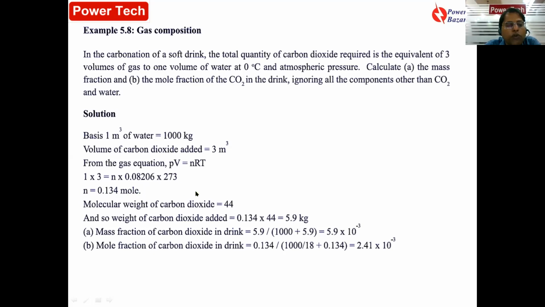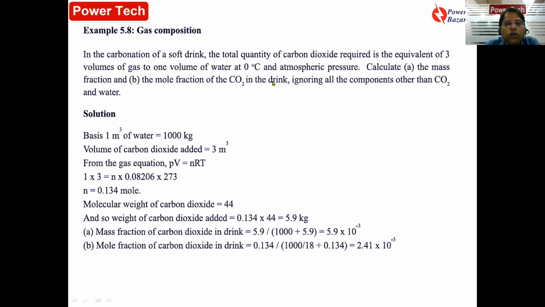Now what is the molecular weight of carbon dioxide? CO2, C is 12, O2 is 16, so 32 plus 12 becomes 44. So the weight of carbon dioxide added will be how much? 0.134 mole multiplied by 44, because this is the molecular weight. So it becomes 5.9 kg of carbon dioxide added here.